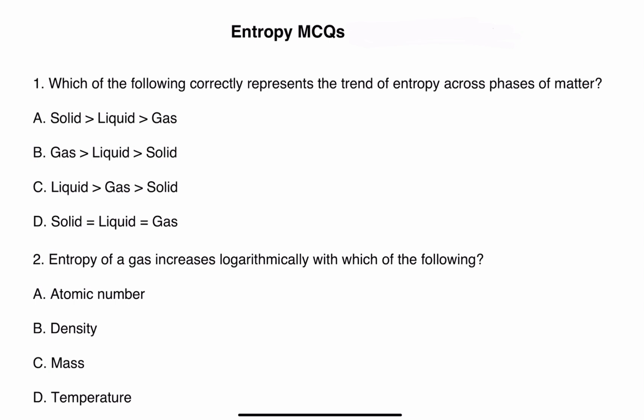So this is very simple. We know that entropy increases from solid to liquid to gas, and the gas has the most molecular disorder. We can say the gas has the maximum molecular disorder. Then it will be liquid and solid, so the correct answer should be B.